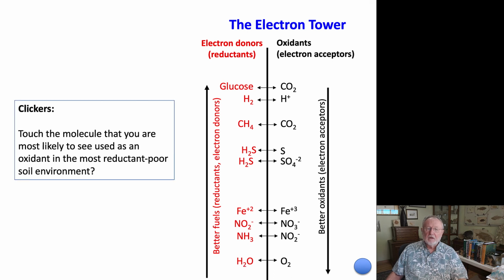Clicker question. Which molecule do you think is most likely to be used as an oxidant in a reductant-poor soil? Likely going to be nitrite, because it is reductant poor, and we don't have oxygen present.